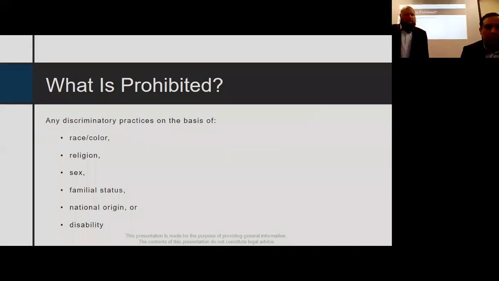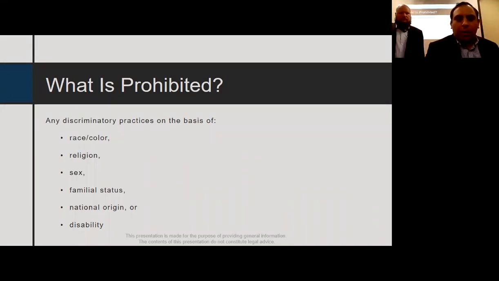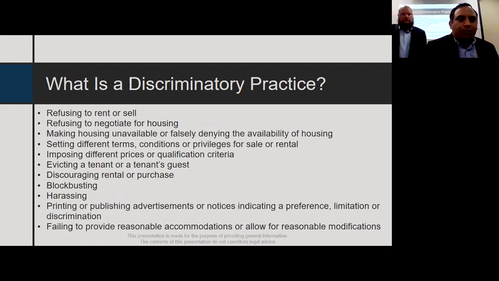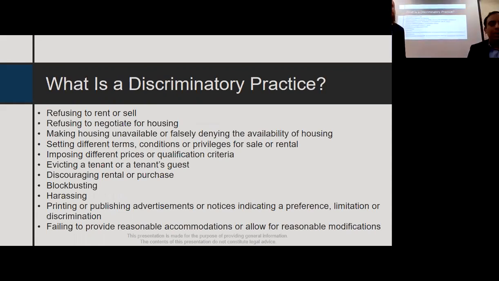Further down in the presentation, but you also can't discriminate for disability. So what are some of the things that fall under discriminatory practices? Well, the obvious one is refusing to rent or sell to somebody if they fall under one of those categories. Refusing to negotiate, not being willing to negotiate with somebody because they meet one of those criteria, is also something you can't do.